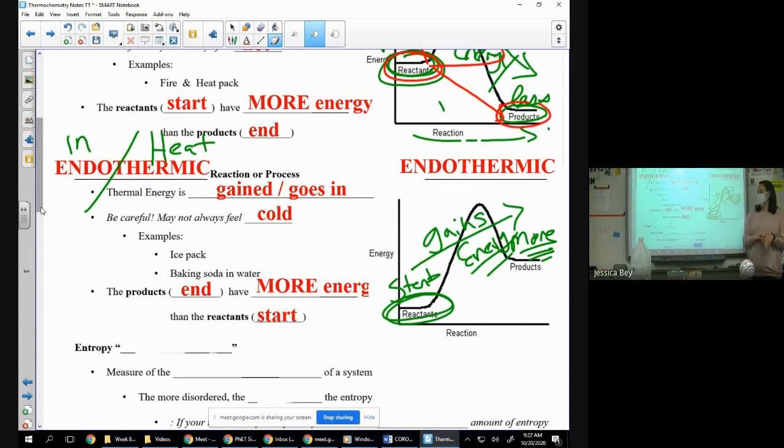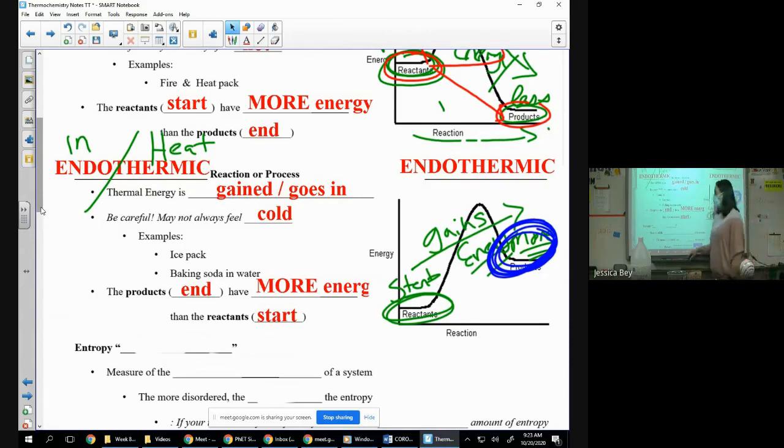Like I said, we're going to do a few more examples of this in a minute, and we will do more examples of this on the lab. But I just want to get the notes out of the way and then do some demos. So again, endothermic, you have more energy at the end. Perfect. Now we have to talk about something called entropy, and then we'll do spontaneity, and then we'll practice.